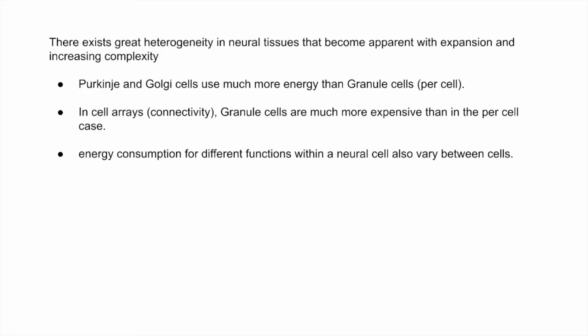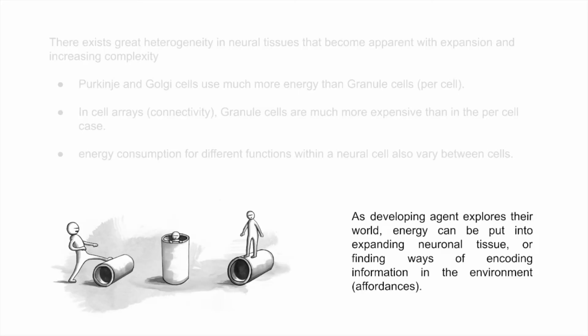Different cells use more energy than other cells. When they're connected into an array, some cells that don't use as much energy in their singular form then start to use more energy. And energy consumption for different functions within a neural cell, such as postsynaptic function and presynaptic function, varies between cell types. And so as developing agents explore their world, energy can be put into expanding neuronal tissue or finding ways of encoding information in the environment in the shape of affordances.